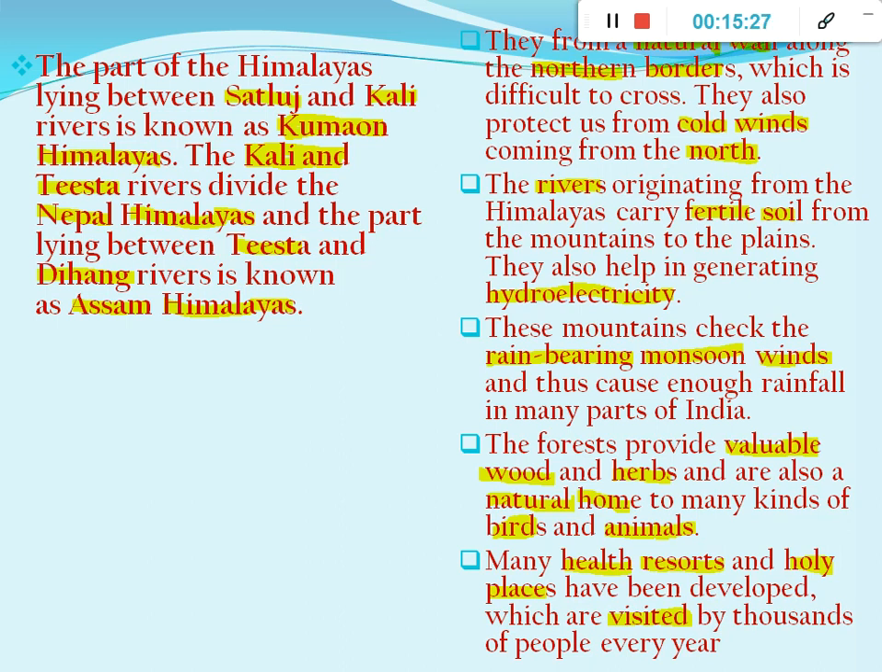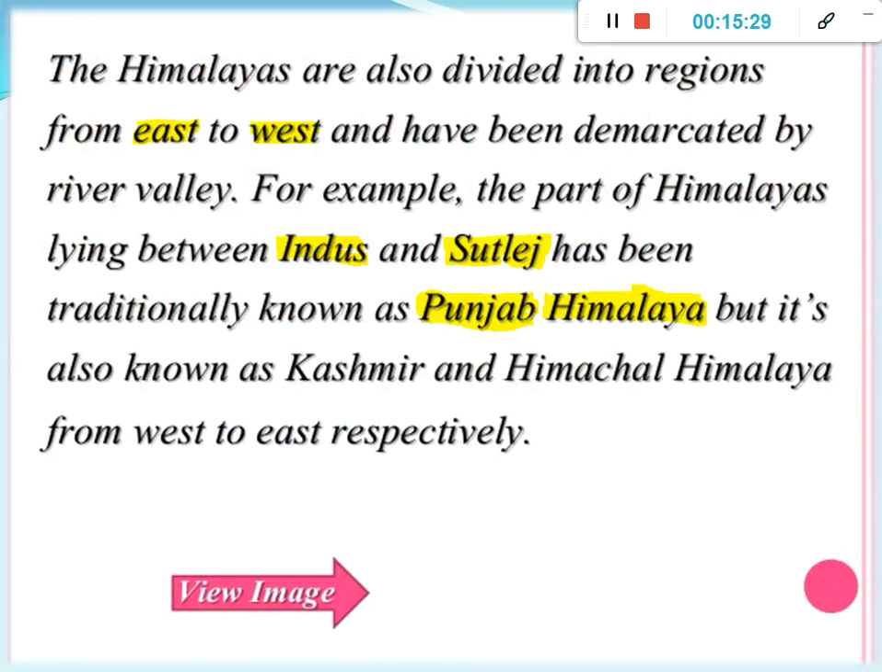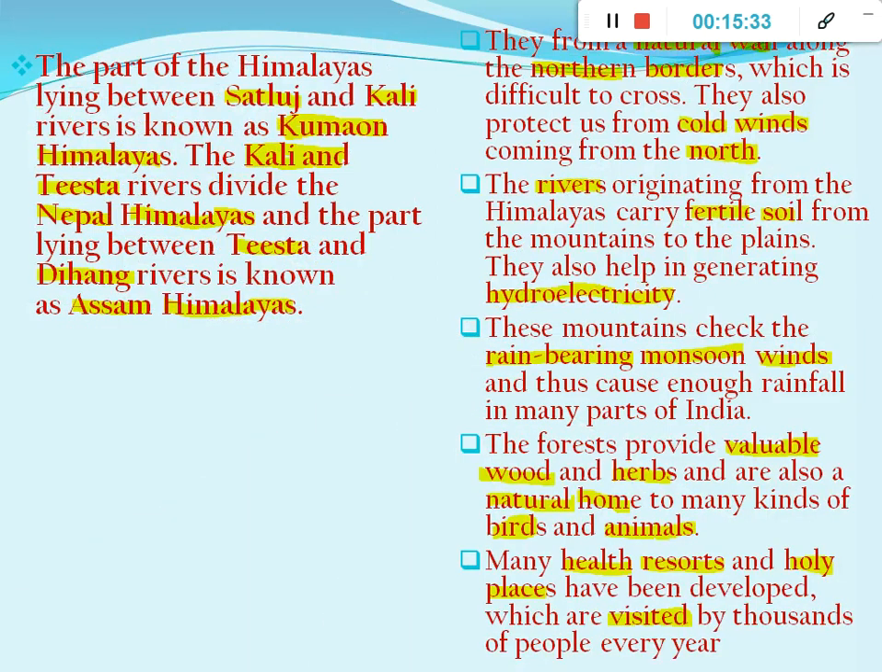Let us check it again. The area between Indus and Satluj is known as the Punjab Himalaya, the area between Satluj and the Kali River is known as the Kumaon Himalaya, the area between the Kali and Tista River is known as the Nepal Himalaya, and the area between Tista and the Dihang River is known as the Assam Himalaya. So it is divided on the basis of river valleys.